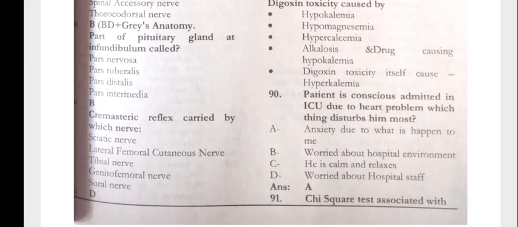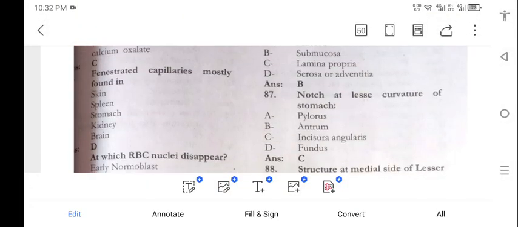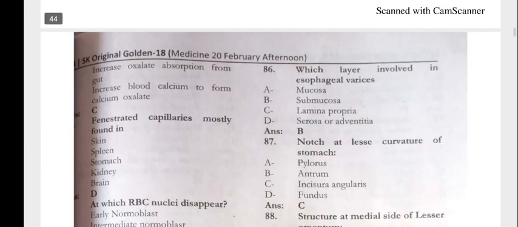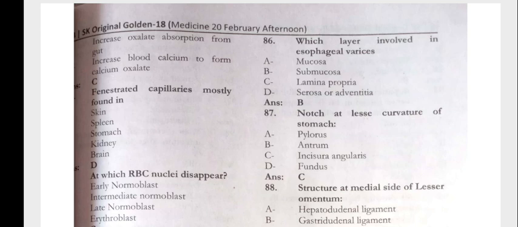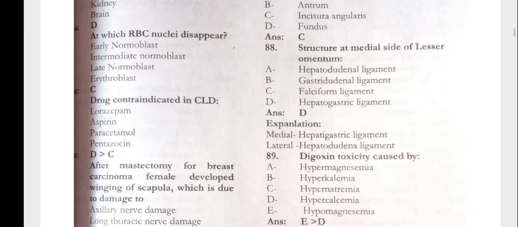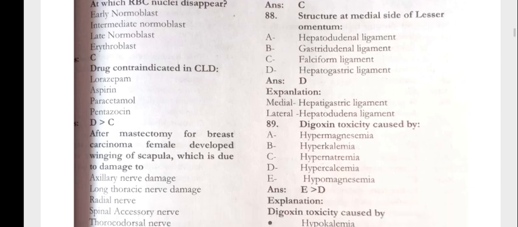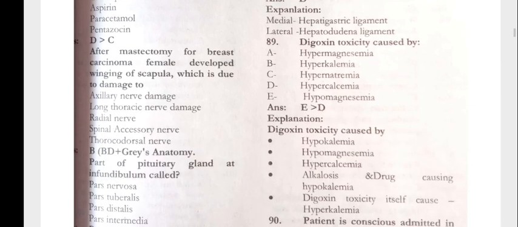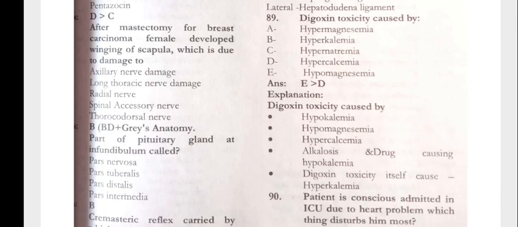The cremasteric reflex is carried by which nerve? That is the genitofemoral nerve. Which layer is involved in esophageal varices? The submucosa. The notch at the lesser curvature of the stomach is the incisura angularis. Structure at the medial side of the lesser omentum, hepatogastric ligament. Digoxin toxicity is caused by hypomagnesemia.